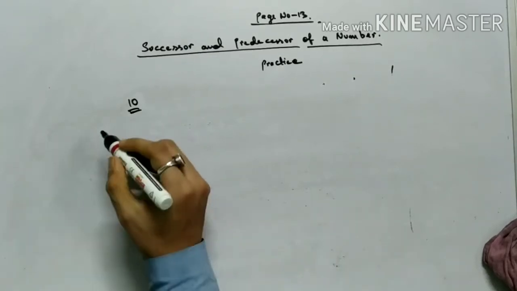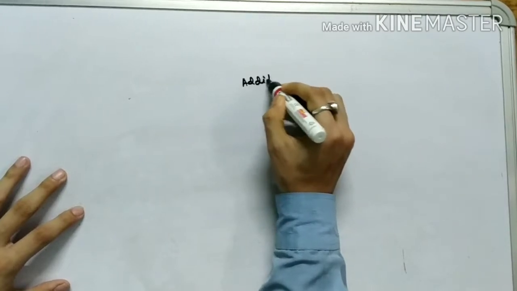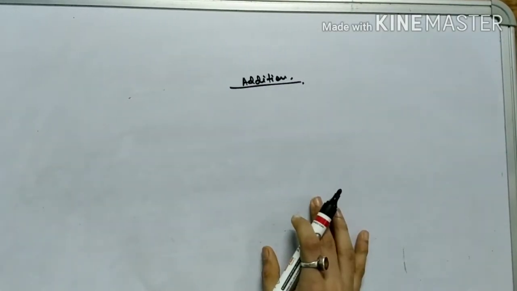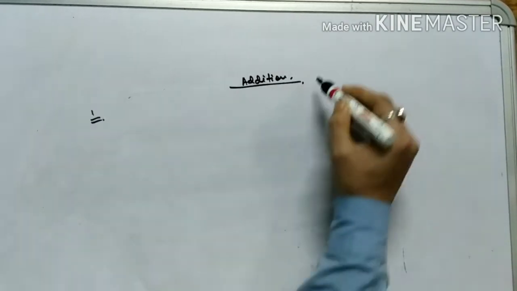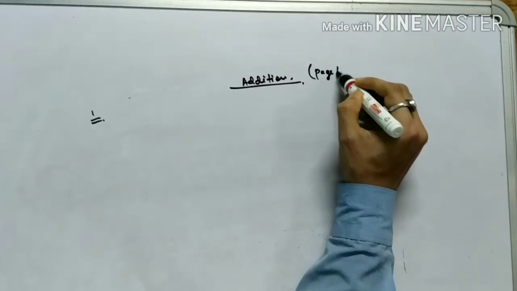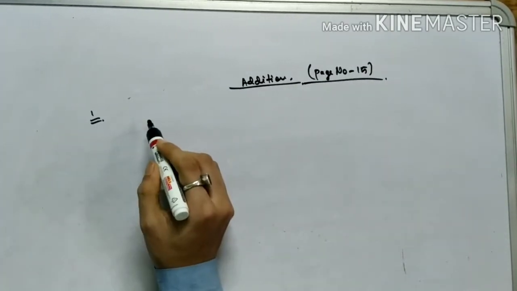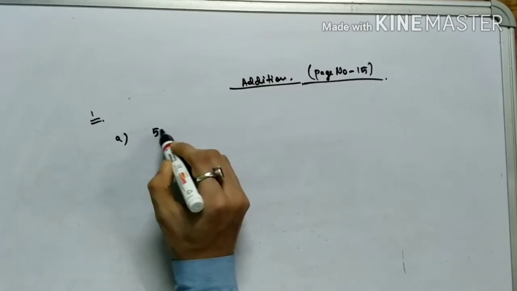Okay. So now next I will discuss about addition. I hope these things you have already learned. These are not so much hard. This I am doing, page number 15. Understand? So this is type 1. Find the sum of the following.